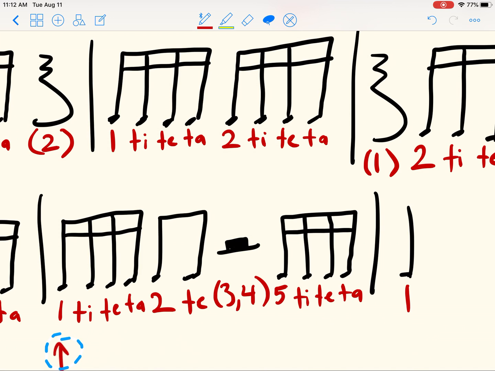Try it one last time. I whispered by accident on 5. 1, 2, here we go. 1 T Theta 2 T 3 4 5 T Theta 1.